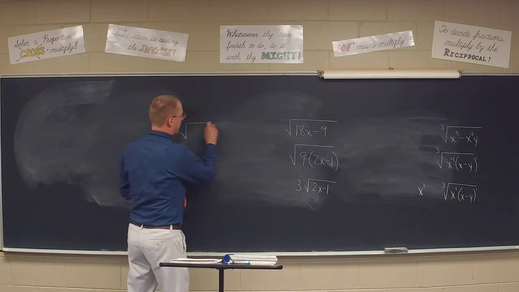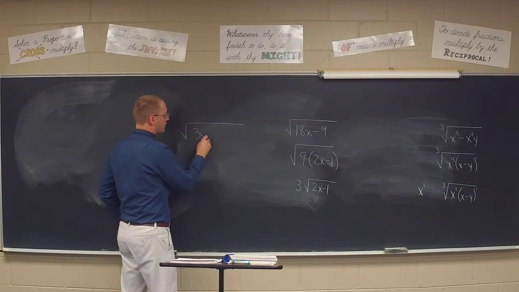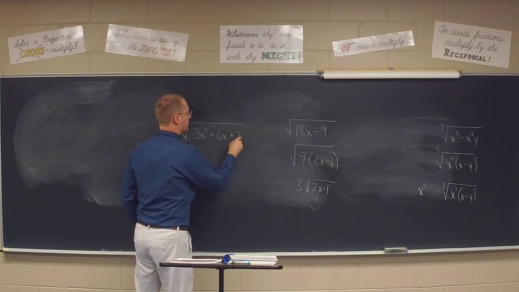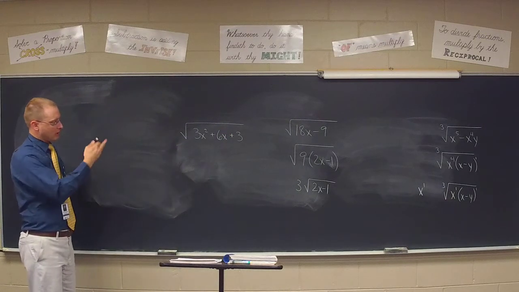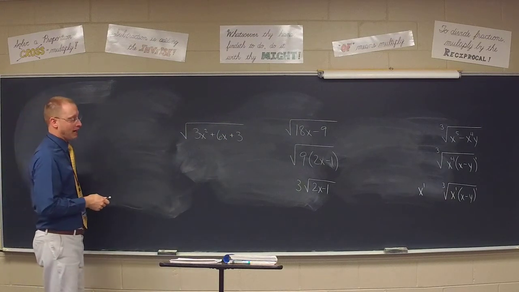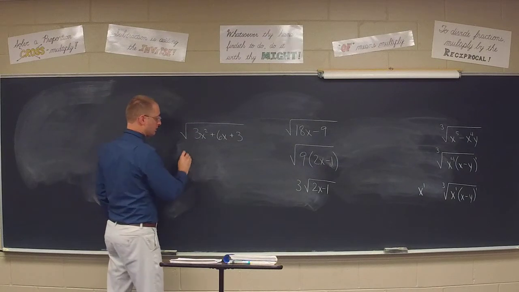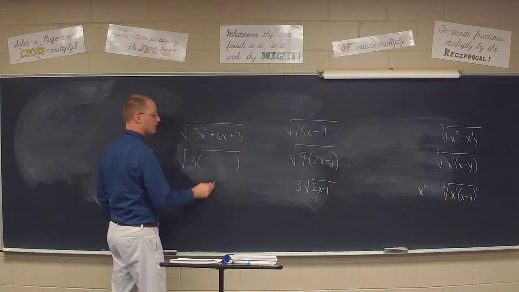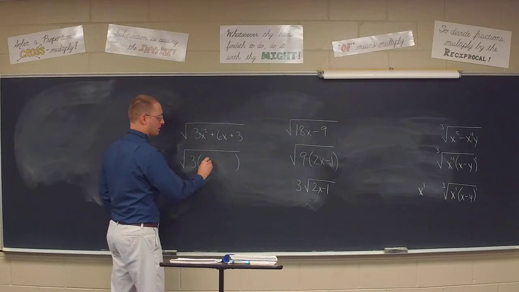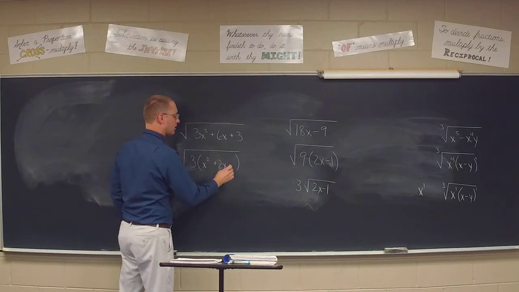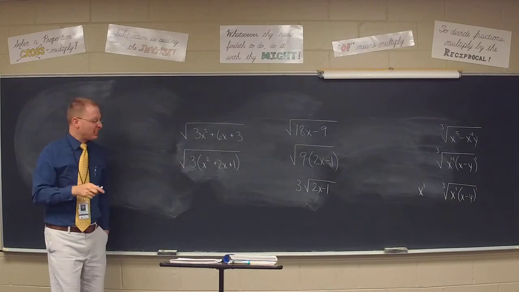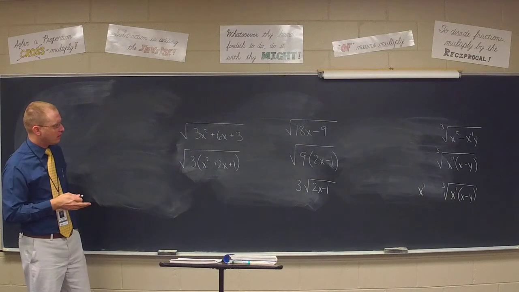Consider this for just a moment. The square root of 3x squared, positive 6x, positive 3. Bracken, how would I factor this polynomial? To get 3 times x squared, positive 2x, positive 1. But think for just a minute, that should look really familiar, Bracken. X squared plus 2x plus 1.